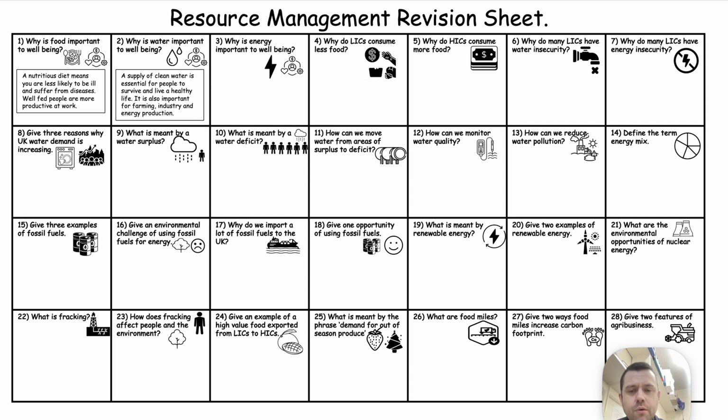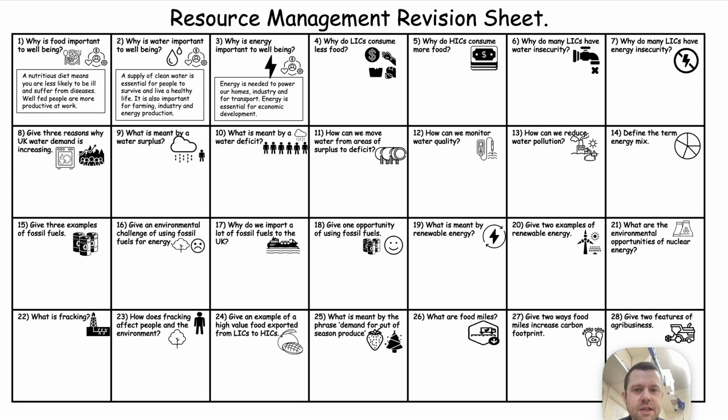Why is energy important to well-being? Energy is needed to power our homes. Imagine keeping the lights on, keeping your food chilled in the fridge. It's needed for industry, so think of factories, economic output. And for transport, think of the oil, the petroleum or the diesel used in vehicles to move around. It's not just moving people around, it's moving goods around, all of which will affect our well-being. It's essential for economic development. If you're having regular power cuts, your economy is going to suffer.